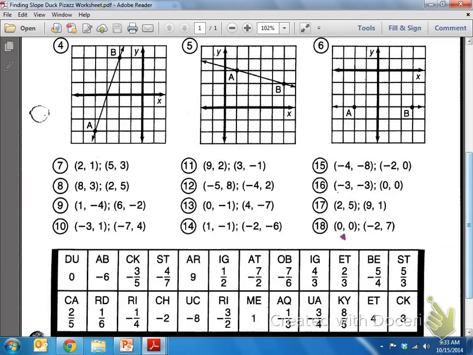All right, and finally number 18, we'll label 0, 0 number 1 and negative 2, 7 number 2. Label appropriately. Let's do the math. So y2 is 7 minus y1, which is 0, over x2, which is negative 2, minus x1, which is 0. 7 minus 0 is 7. Negative 2 minus 0 is negative 2. Now, in this situation, we can't reduce it, but we always like the negative to be on top. Otherwise, it seems to be forgotten if we leave it on the bottom. So even though it's 7 over negative 2, it's the same thing to say negative 7 over positive 2. Because the fraction's still negative, it doesn't matter if it's on the bottom or on the top. And in math, we prefer to keep it on the top. So my answer for number 18 is negative 7 over 2.